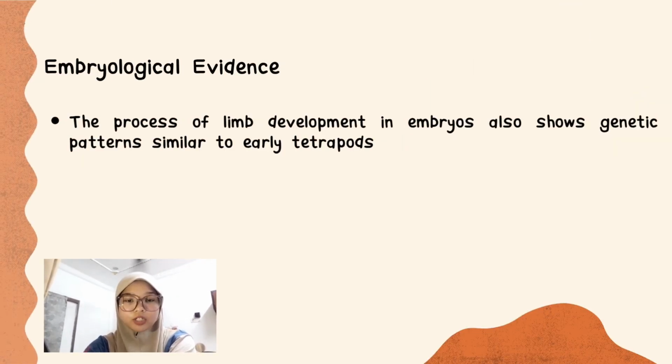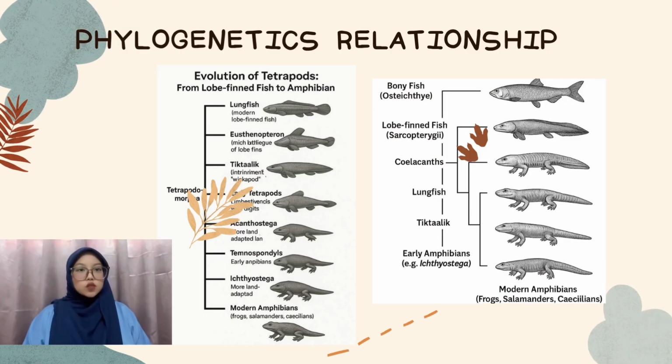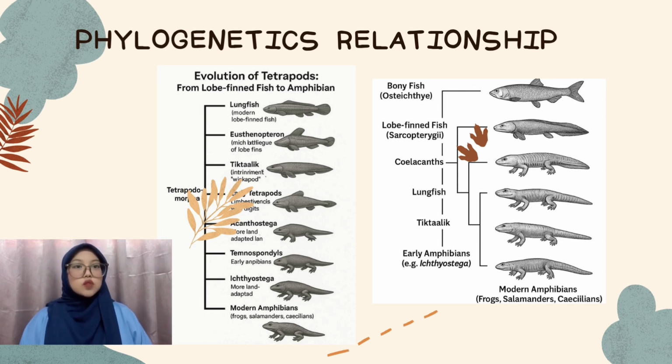Next, embryological evidence. The process of limb development in embryos also shows genetic patterns similar to early tetrapods. Then genetic evidence. DNA studies show a direct evolutionary relationship between modern amphibians and ancient tetrapods. The transition from water to land was one of the most significant evolutionary events in vertebrate history, so we go through the parts of the phylogenetic relationship.